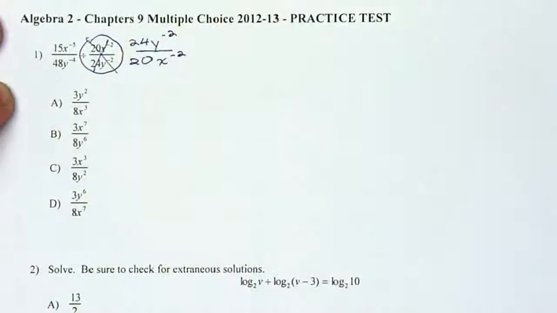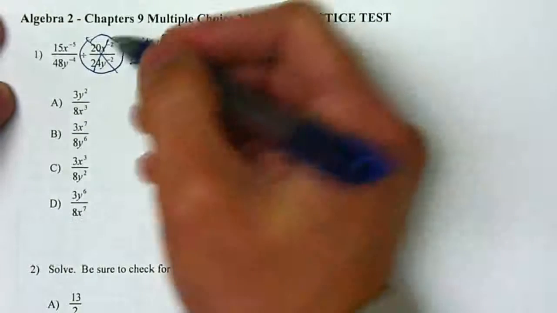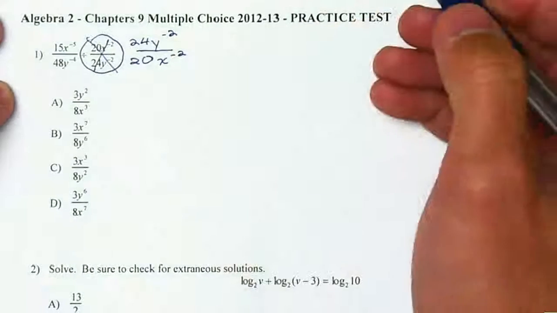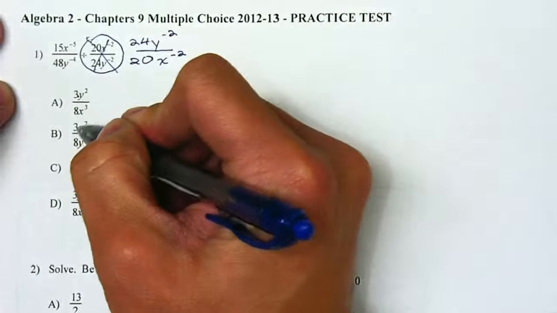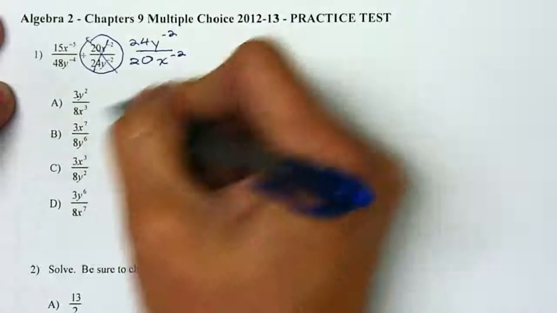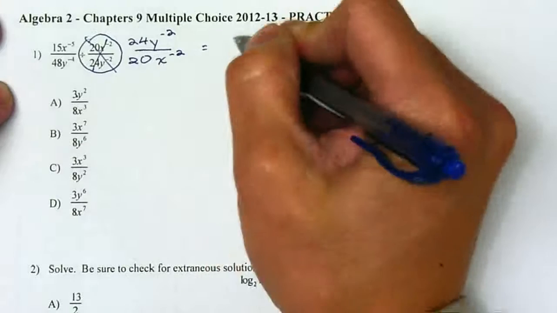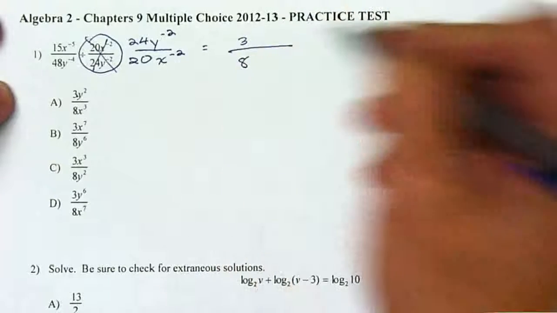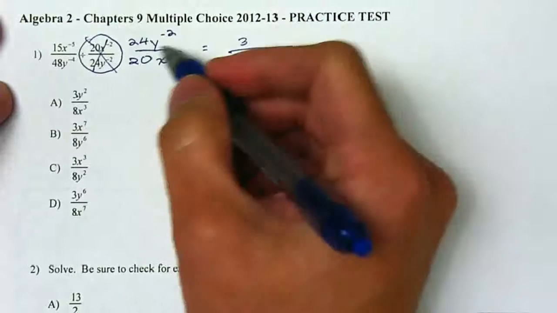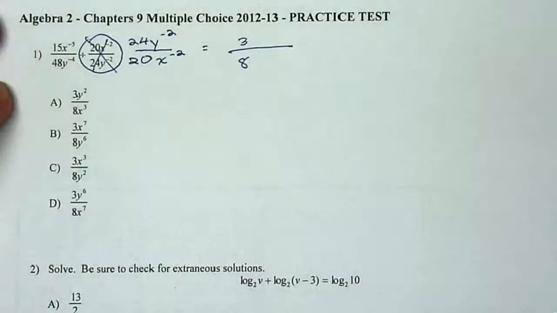So now it's just a multiplication problem. And if we simplify the numbers, we can go through all that, but again, this is multiple choice, so at least you can start cross-canceling and you should get 3 over 8, because that's what the multiple choice has. So we'll just leave it at that. The thing we have to worry about is the variables.